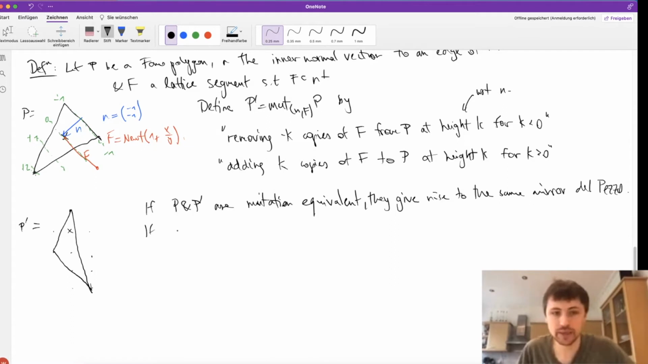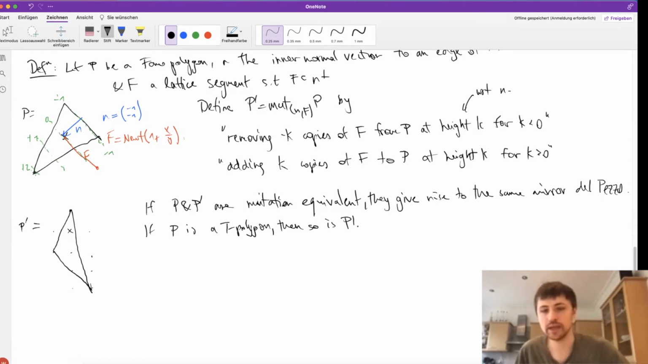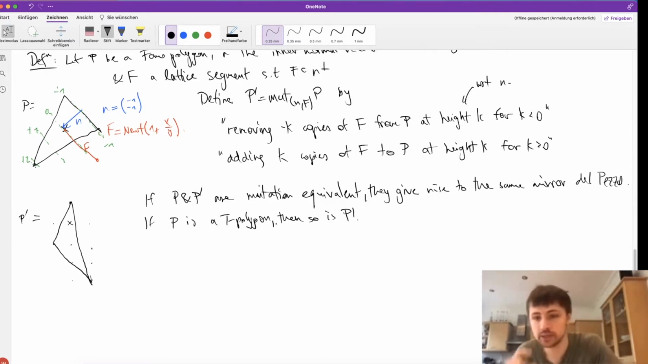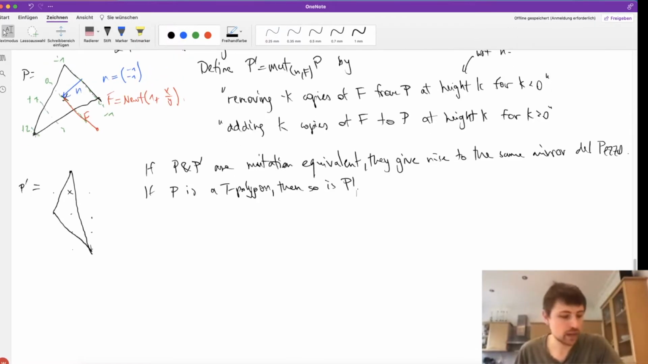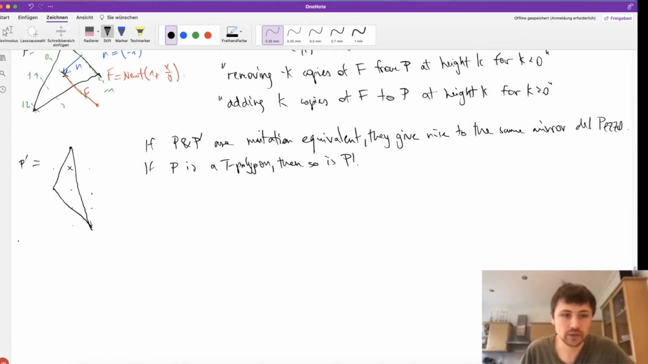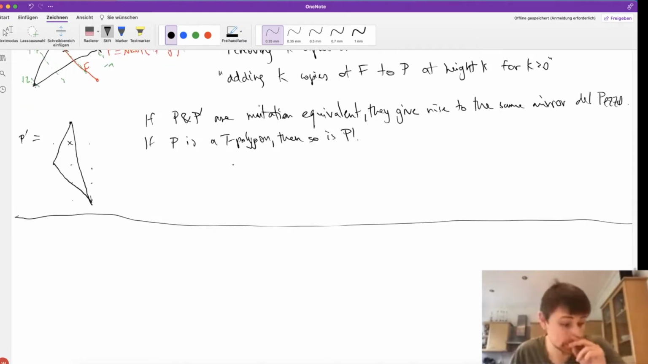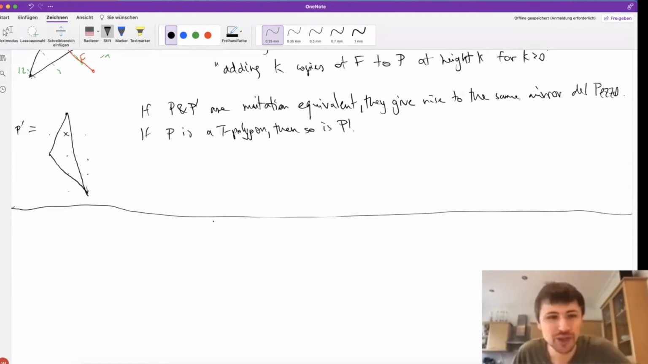And also, if P is a T-polygon, then so is P prime as well. So mutation induces an equivalence relation on the set of T-polygons. Okay, so that's all good and well, but so far we've just done combinatorics, and I want to give a geometric proof, so now we are going to do some geometry.